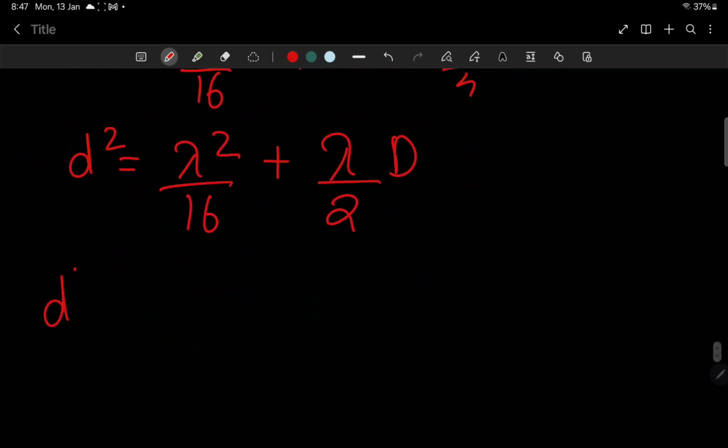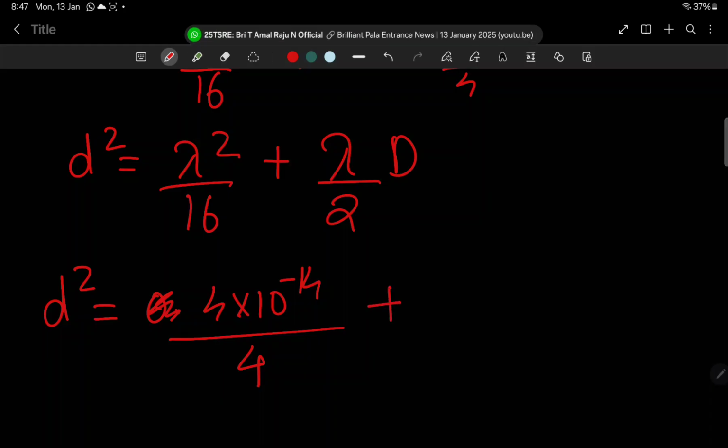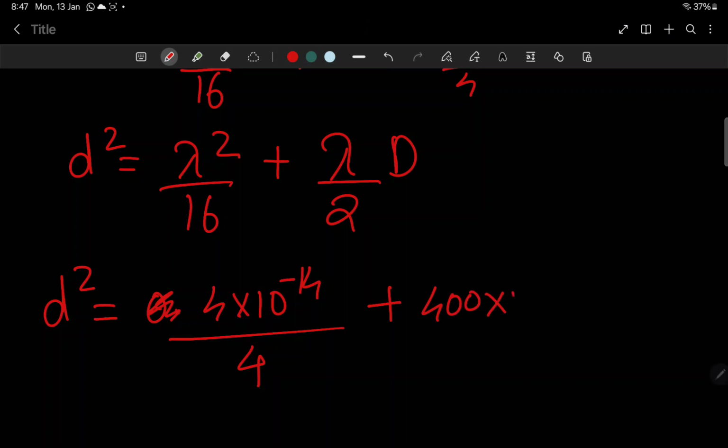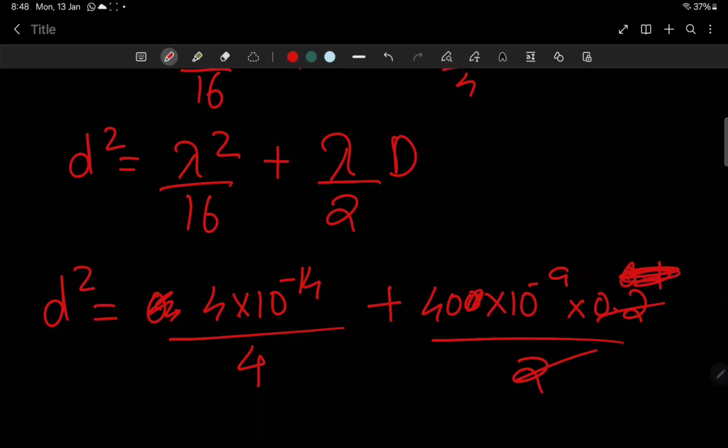Okay. So d square is equal to lambda square, that is, lambda square is 4 into 10 raised to minus 14 by 16, and plus lambda by 2 into D. What is lambda by 2 into D? Lambda is equal to 400 into 10 raised to minus 9 into 0.2 by 2. Okay.